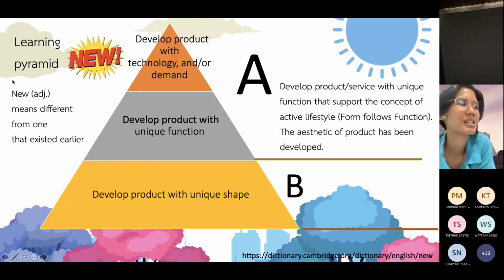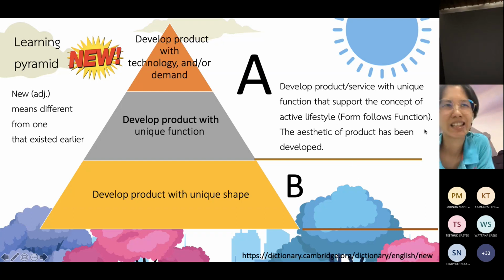This is a summary on the uniqueness, okay. For grade B, you develop the product with unique shape. Okay, that part you get B for the uniqueness. For A, you develop the product with unique function. So it has the function that supports the concept of active living style.